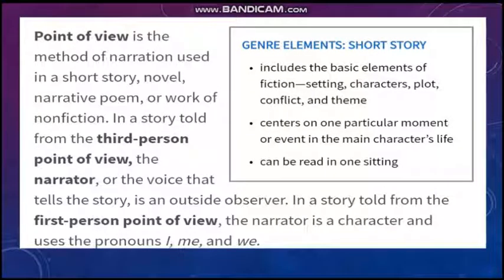Point of view is the method of narration used in a short story, novel, narrative, poem, or work of non-fiction. In a story told from the third person point of view, the narrator, or the voice that tells the story, is an outside observer. In a story told from the first person point of view, the narrator is the character and uses the pronouns I, me, and we.